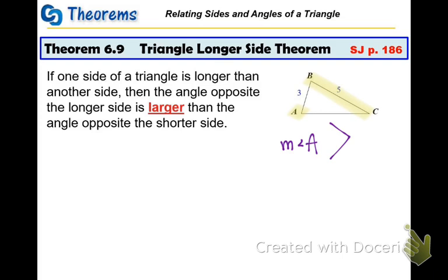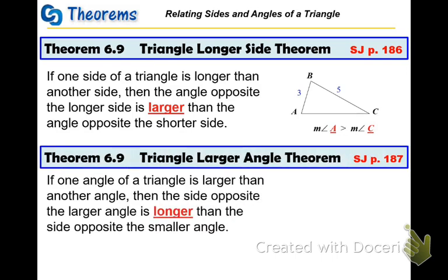So we're actually going to compare the other side and angle. The other side we're given is 3. What angle corresponds with that side? C. So that means the measure of angle A will actually be greater than the measure of angle C, because the side across from A is larger than the side across from C. The opposite is true as well.